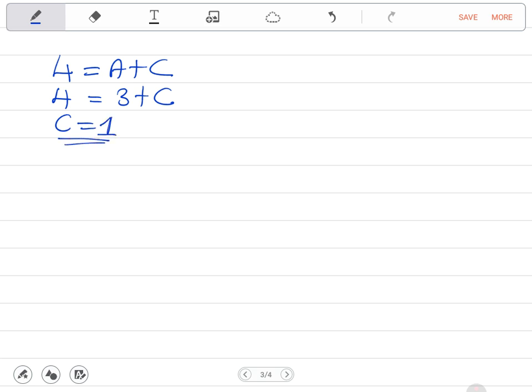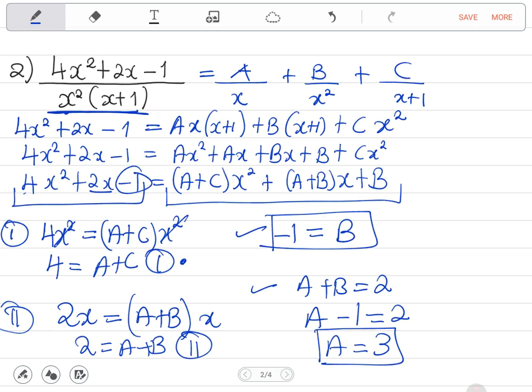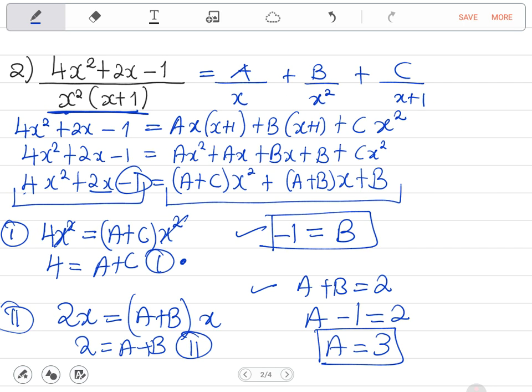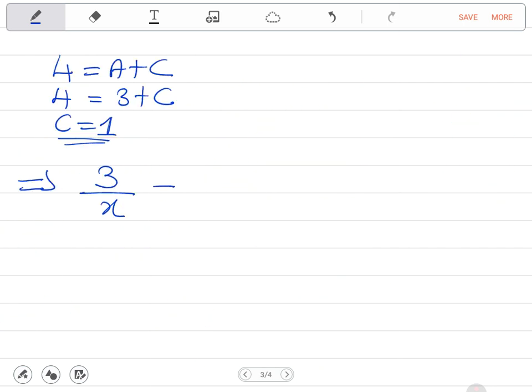Then let's now write this as the partial fraction, meaning the partial decomposition, a over x. What is a? A is 3. So you put 3 over x. Are you there? Minus. Why am I putting minus? Because b is minus. So 1 over x squared plus 1 over x plus 1.